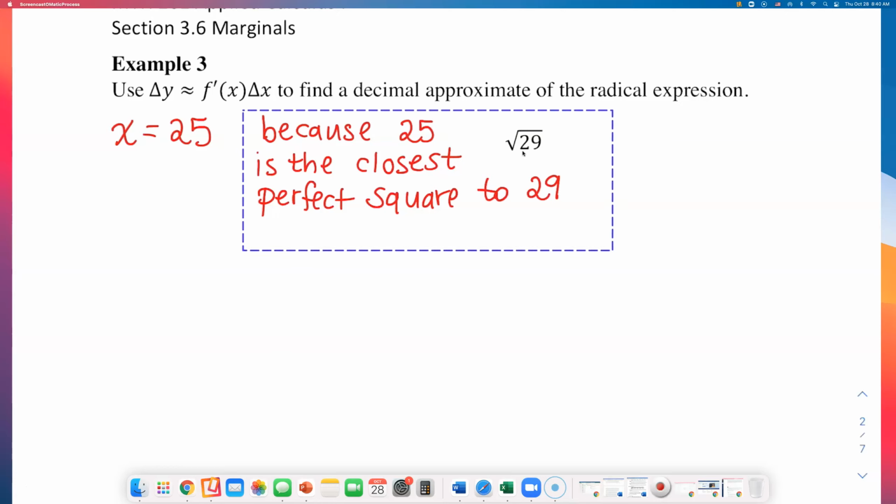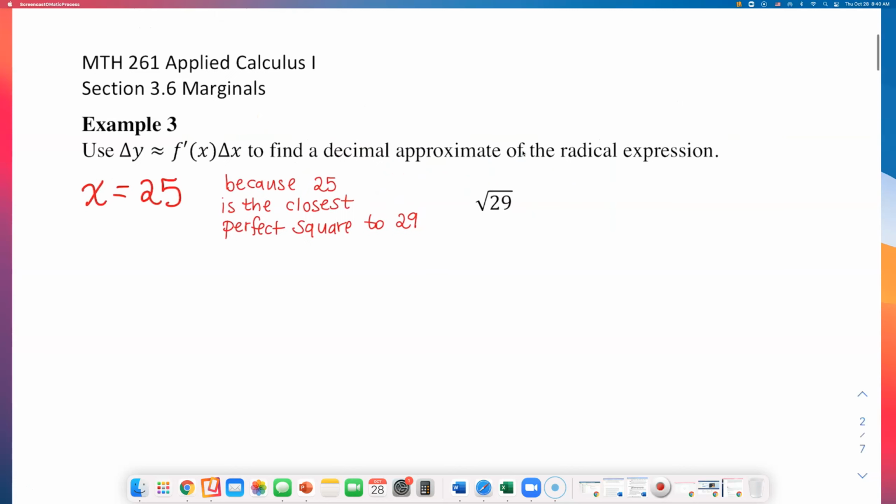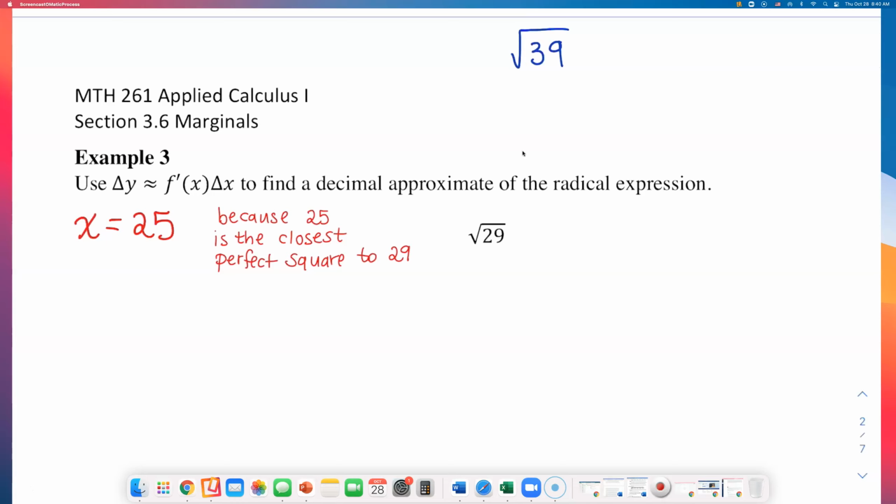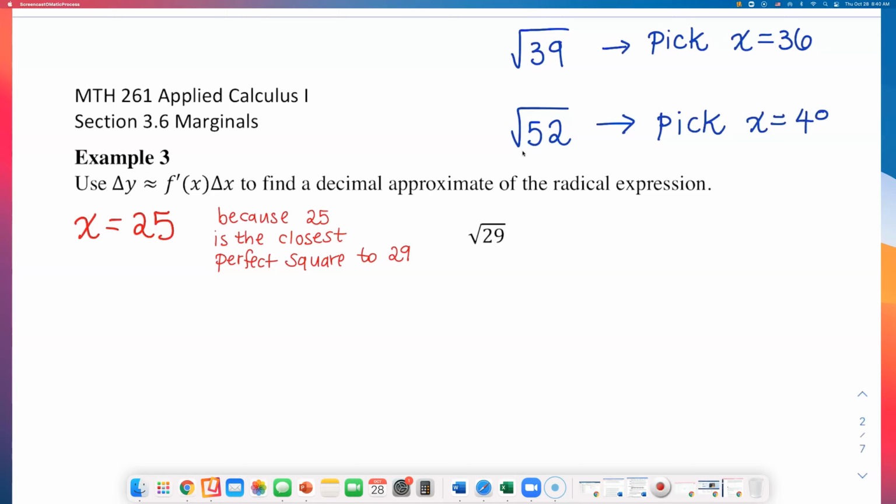Okay, so let me give you another example, not example 3, but what if you have square root of 39? If you have square root of 39, I will pick x to be 36. If I have square root of 52, you have to think of the closest perfect square to this. I will pick x to be 49. So, first step is to pick the closest perfect square to your radicand.